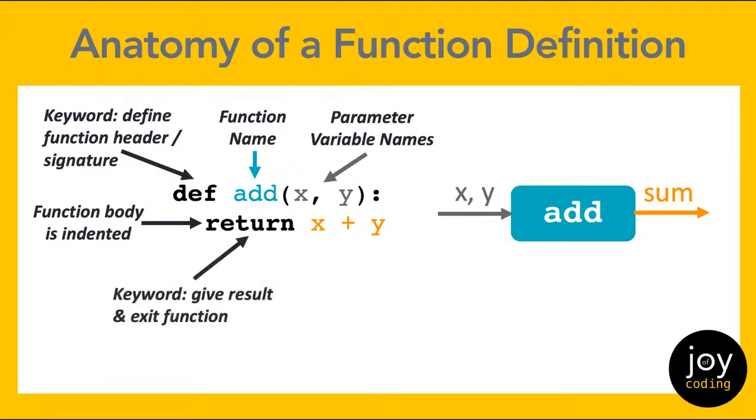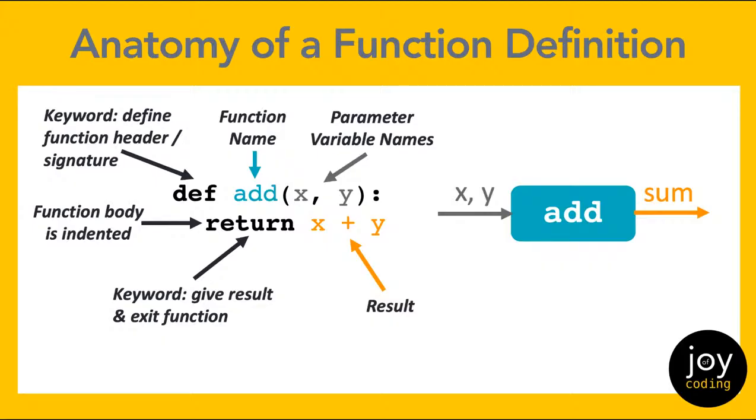Return is the keyword that we use in most programming languages to give a result from a function and to exit that function, and it's going to immediately exit that function. And then the value that we're going to return comes after that keyword, and that's our result of adding x plus y together, which is what our add function is intended to do.